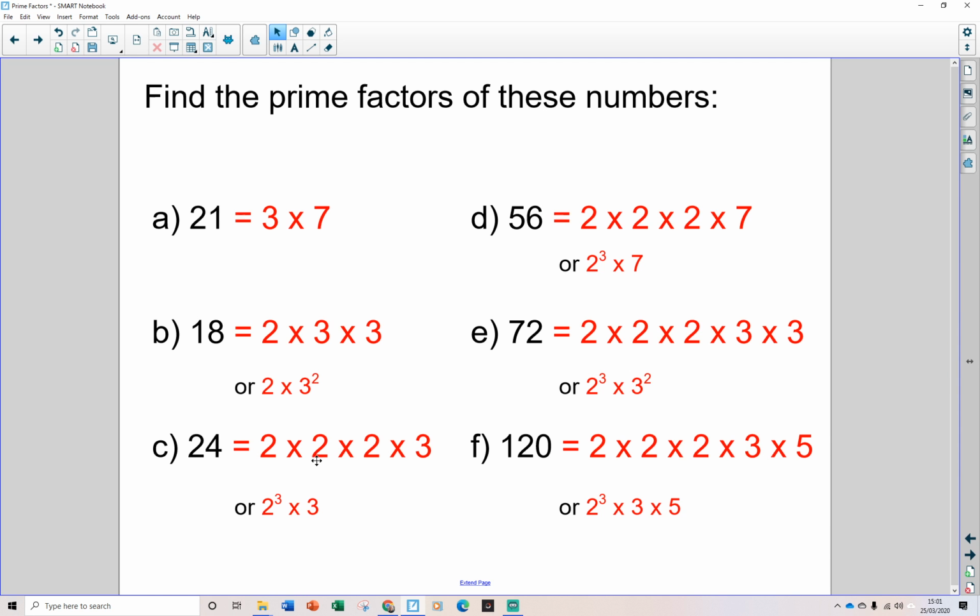24 is made up of 2 times 2 times 2 times 3, or 2 cubed multiplied by 3, if we collect those like terms there. 56 is made up of 2 times 2 times 2 times 7, or 2 cubed times 7. 72 is 2 times 2 times 2 times 3 times 3. Easier to write that as 2 cubed times 3 squared. And 120, 2 times 2 times 2 times 3 times 5, or 2 cubed times 3 times 5. Well done, I hope you got those right.